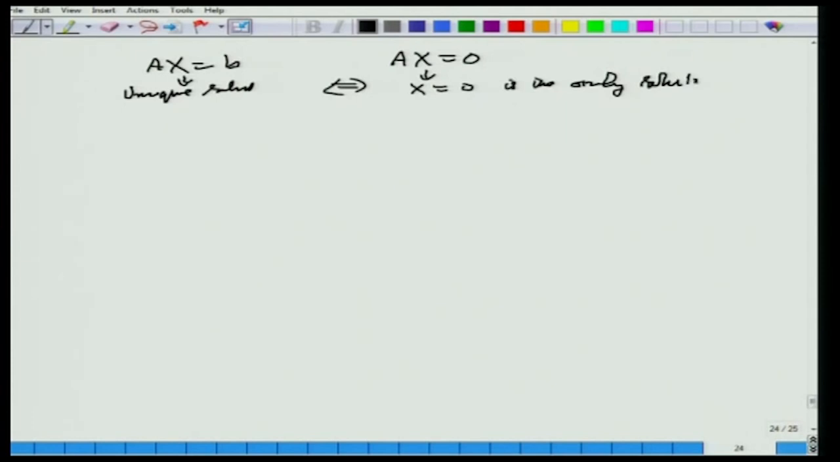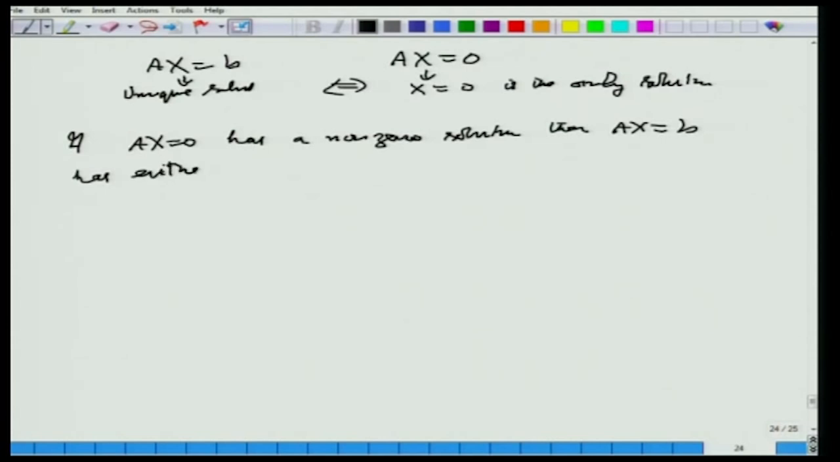And if this homogeneous system Ax equal to 0 has a non-zero solution, then Ax equal to b has either no solution or infinitely many solutions. So, that is the case here.